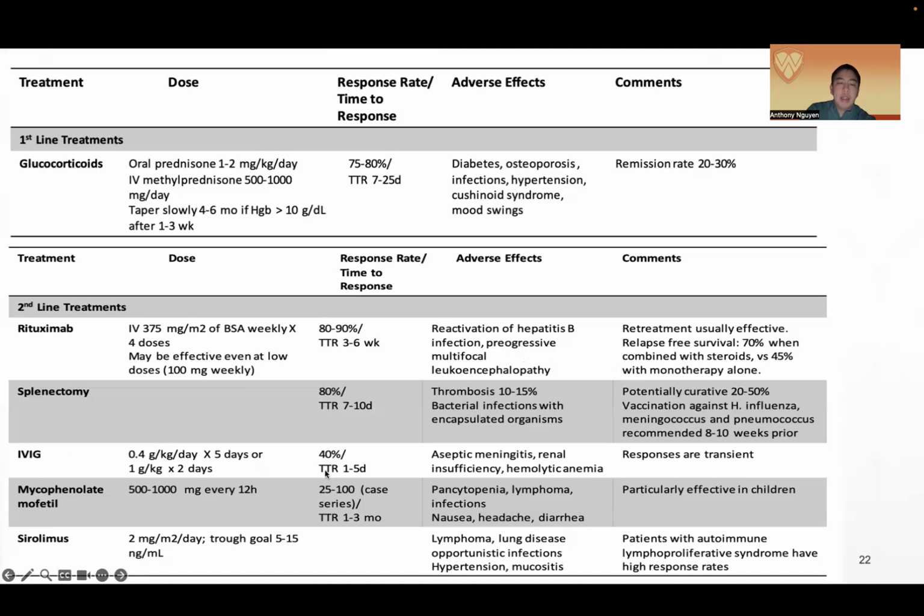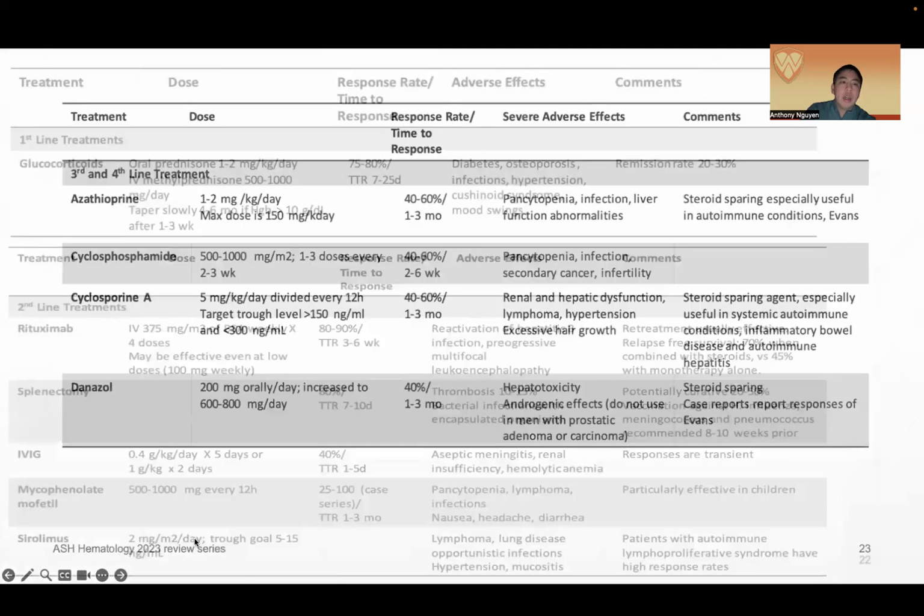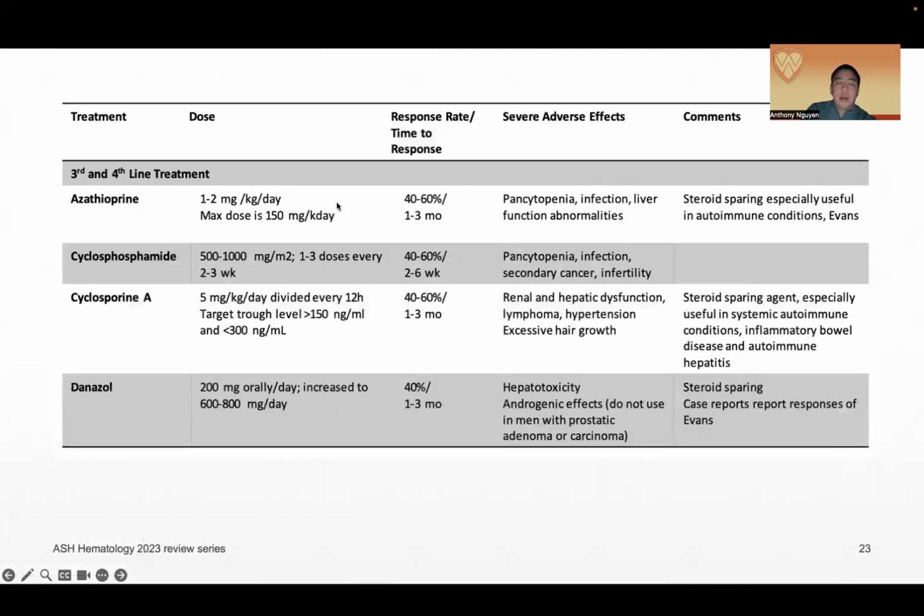IVIG is another way to introduce immunoglobulin. It has a very quick time of response, about 1 to 5 days. However, there are side effects such as aseptic meningitis, renal insufficiency, and it in and of itself can cause hemolytic anemia. However, the responses are very transient, and the rest of the second and third line treatments are really stronger immunosuppression for patients.